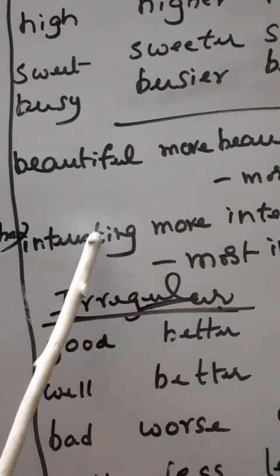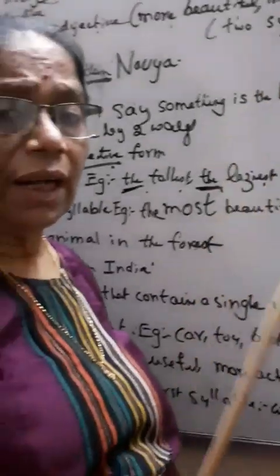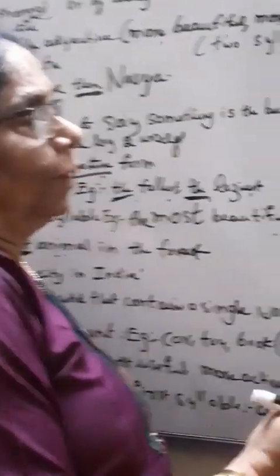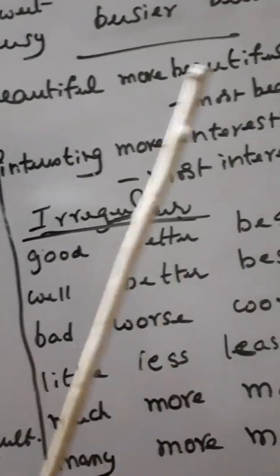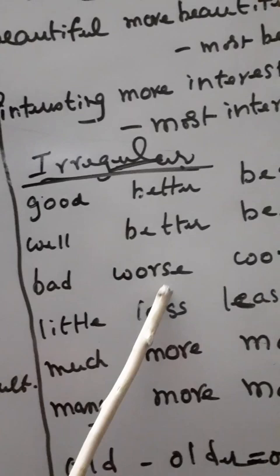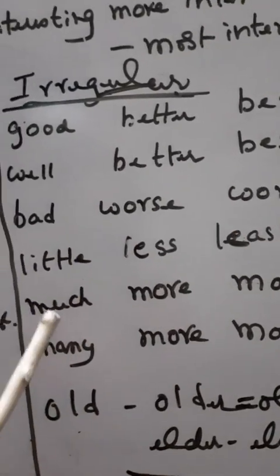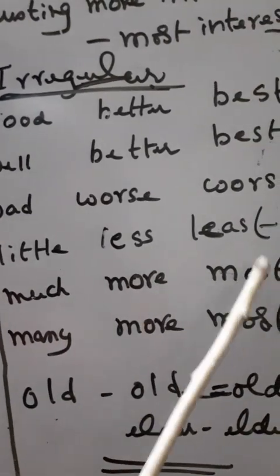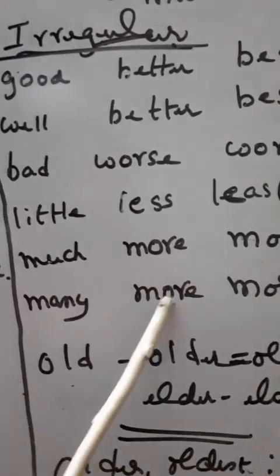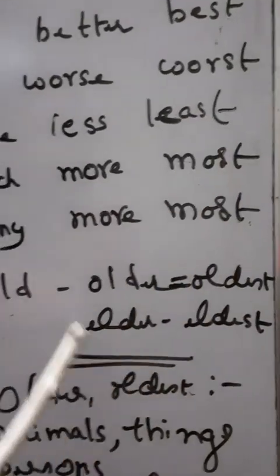Interesting. It is also two syllable. But some are irregular. For example, good, better, best. Bad, worse, worst. Little, less, least. Much, more, most. Many, more, most. Old, older, oldest.